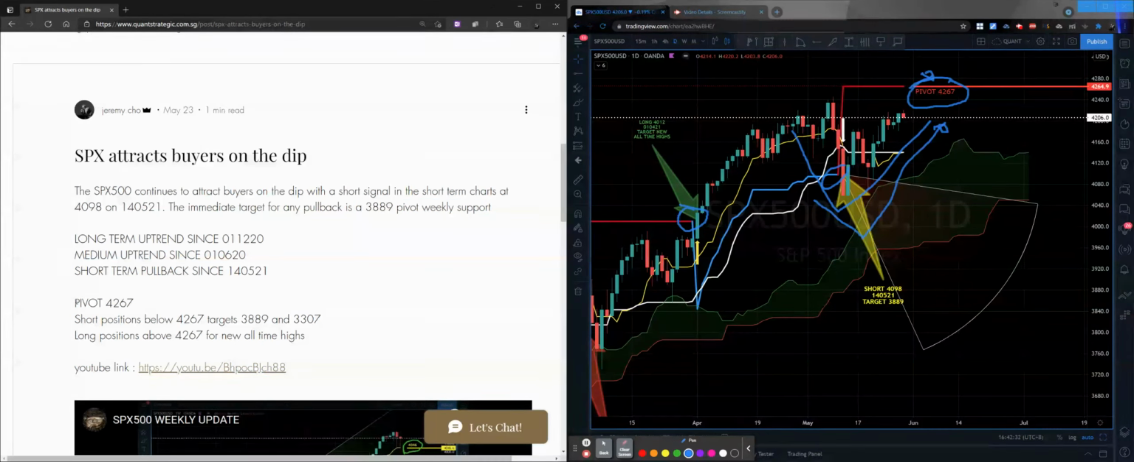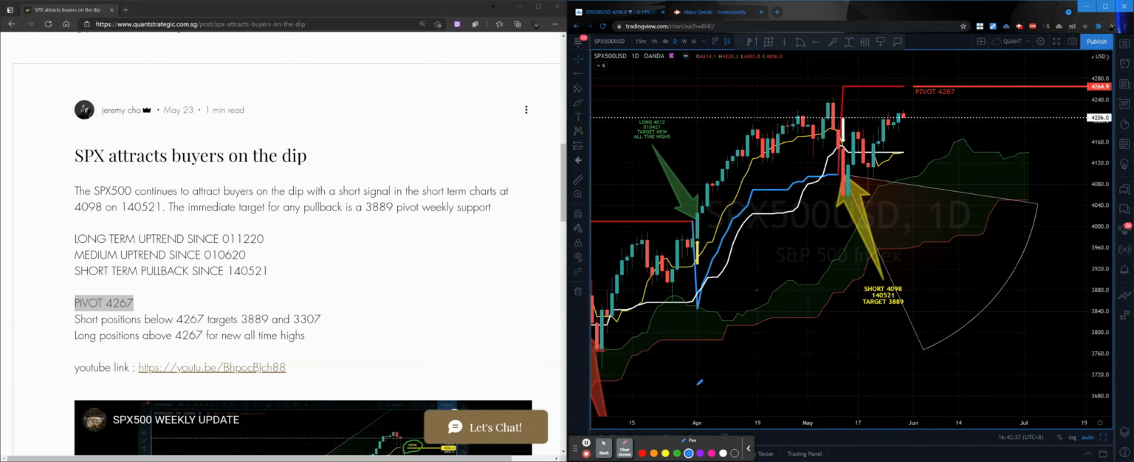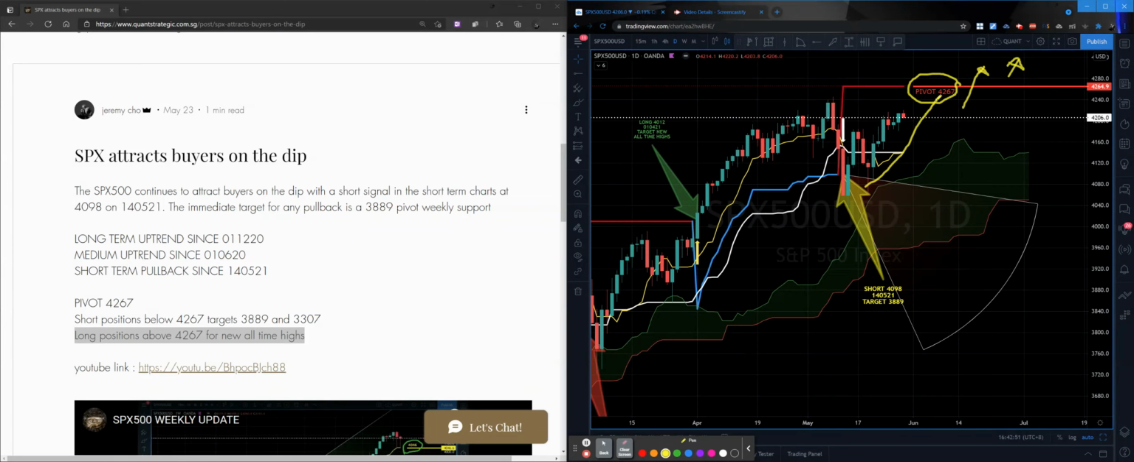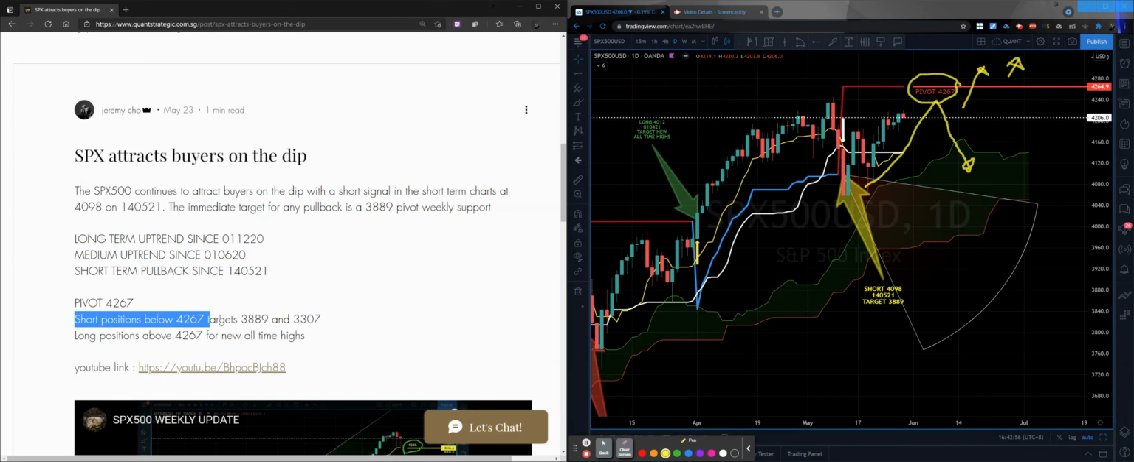So what is important is the pivot point. The pivot point is at 4267, which corresponds to this particular level here, 4267. And if we do break it, then you go long above 4267 for all-time highs. If we do not manage to break this and pull away, then we may test levels at 3889, which is your weekly support, or 3307, which is your monthly support. That's basically how you can use the block levels. And this blog usually comes out about 30 minutes after I end this video.